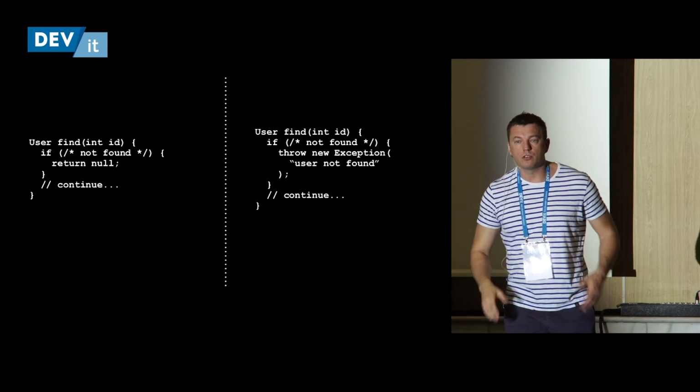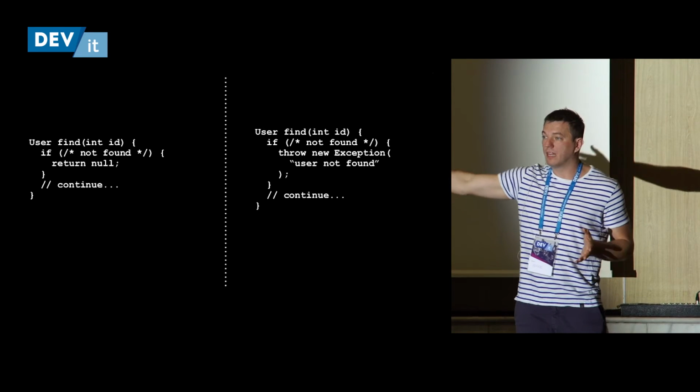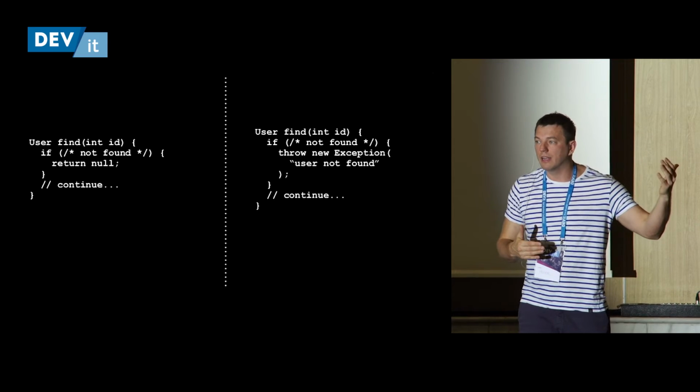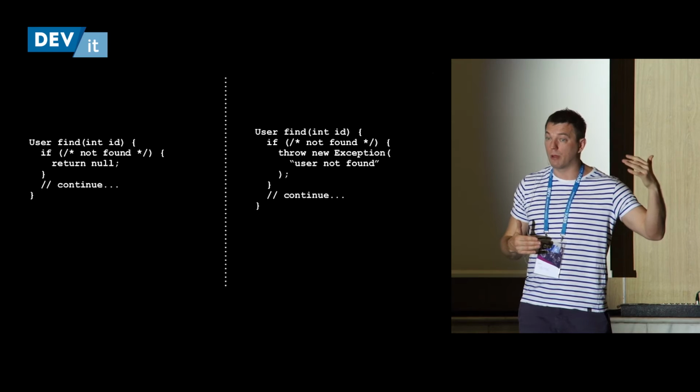I can't find the user, I throw an exception. I'm not going to return you null. Again, I think it's obvious why the left one is bad. Because null means that null goes up and up there to the client, and we don't know where exactly it's going to turn into a bug.